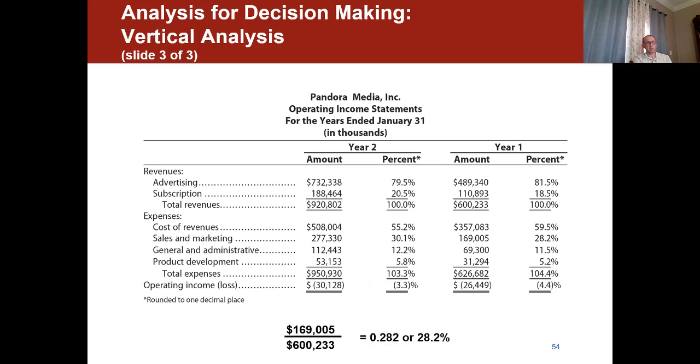the operating income statement, or another percentage compared here, which is the sales and marketing. This is 28.2%. How did we get it? You can see here that the sales and marketing was $169,005. If you divide it by 600,000, which is the value of total revenues, it's about 28.2%. So this is another way of applying the vertical analysis for an income statement.